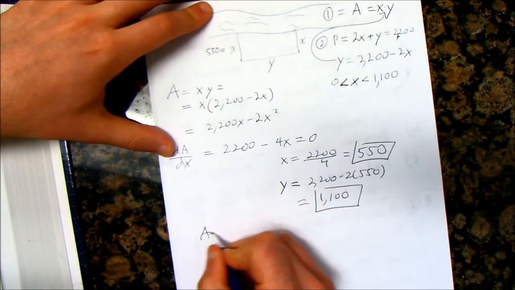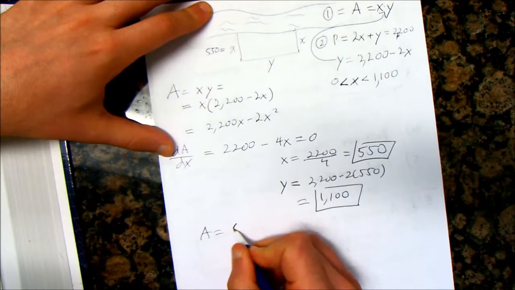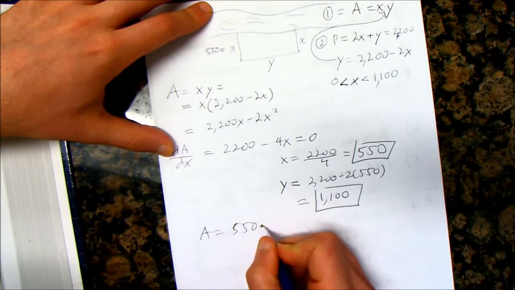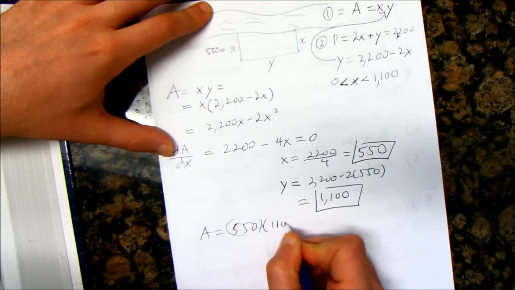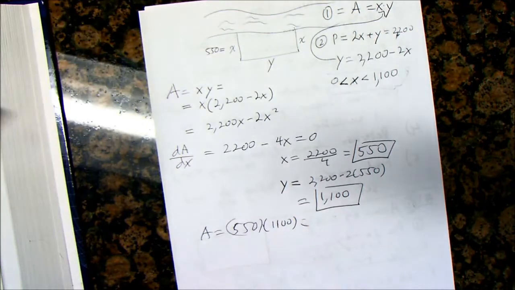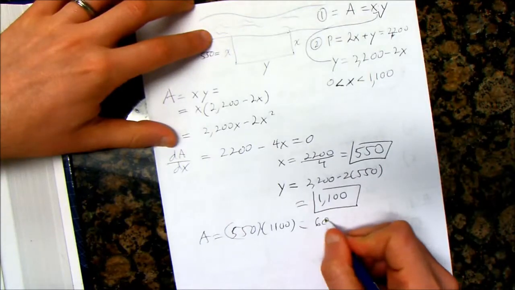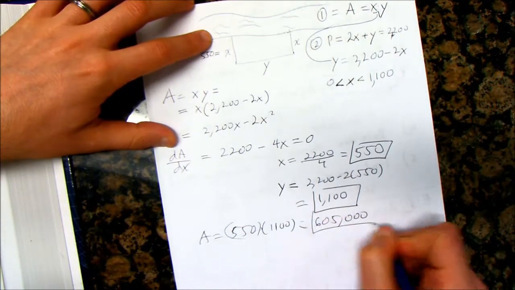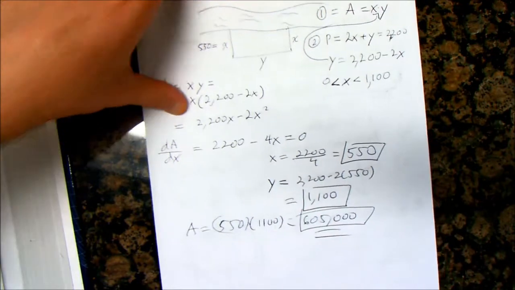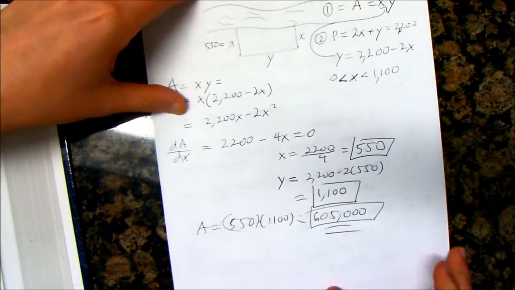So we say A is equal to the product of these two. 550 times 1100. A huge number, 605,000. Okay, there's the answer. Good. All right, next.